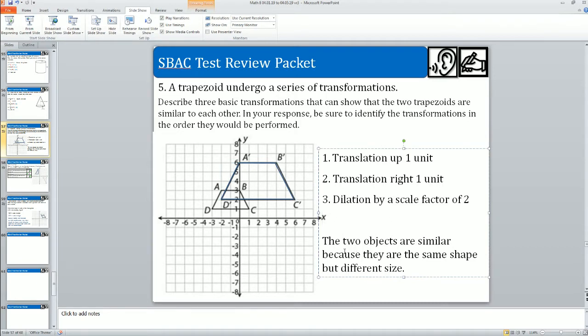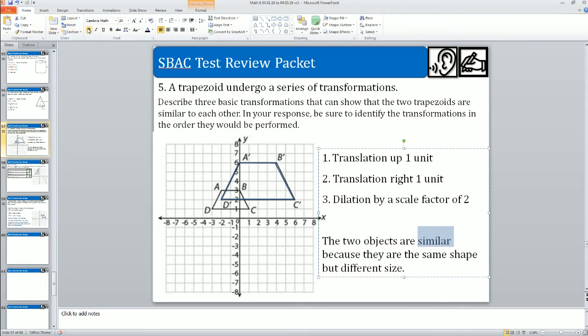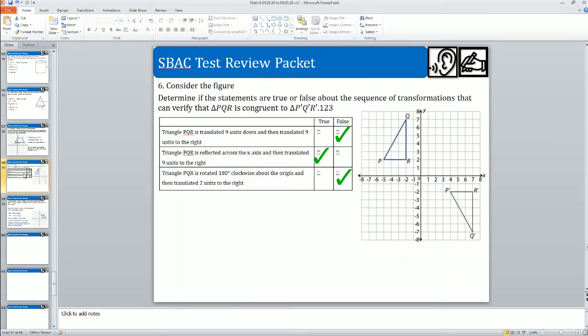There it is. We would say that the two objects are similar because they have the same shape but different size. Okay, that is the definition of similar. Alright? That is how you figure out your solution for number 5. Let's look at number 6 now.